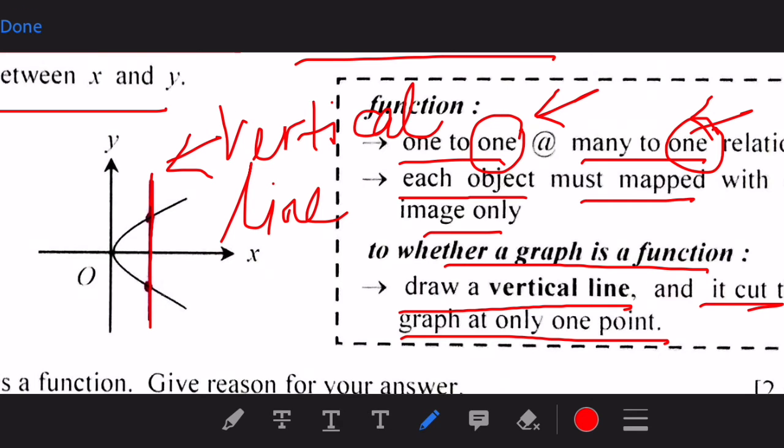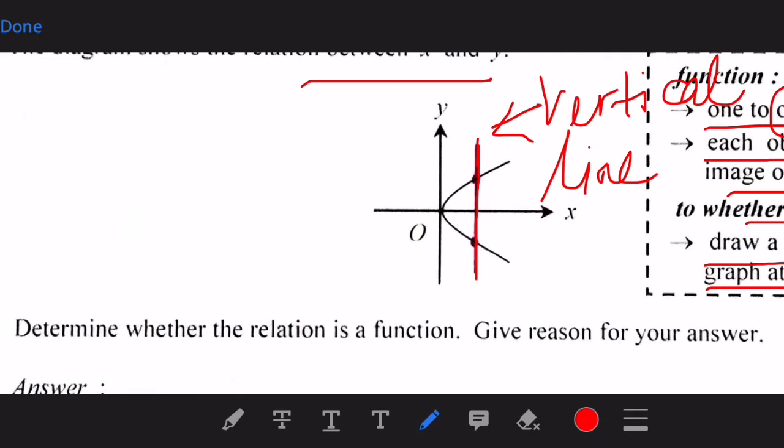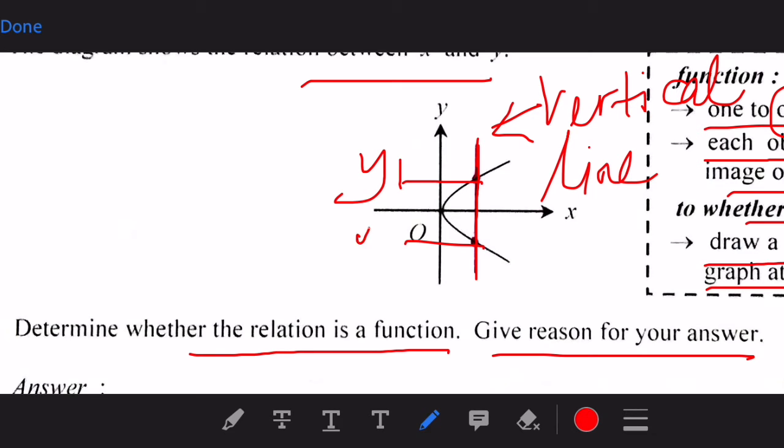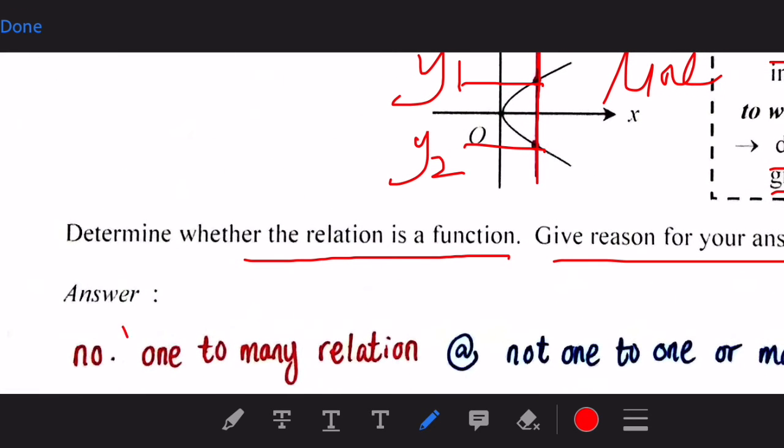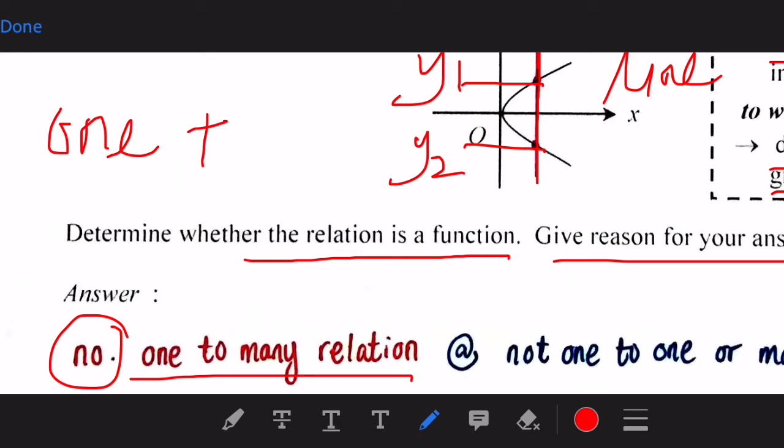So if it cuts the graph at 2 points, like this, determine whether the relation is a function or not. Give your reason. If it cuts at 2 points, meaning that you get two values of y, here y1, here y2. You have two values of y, meaning that you have two images. But according to the definition, a function is either one-to-one or many-to-one, whereby we only have one value of y, right? So obviously this is no, because this is a one-to-many relation. Because it has two y values. If the vertical line cuts 2 points, that means you have two values of y, which means more than one image.